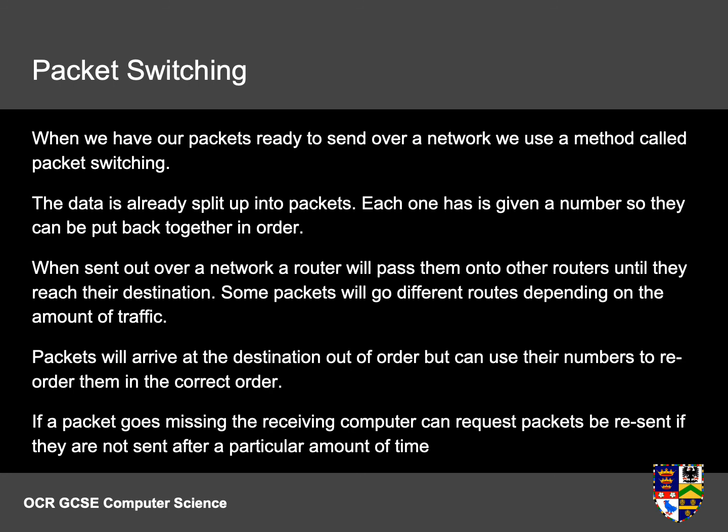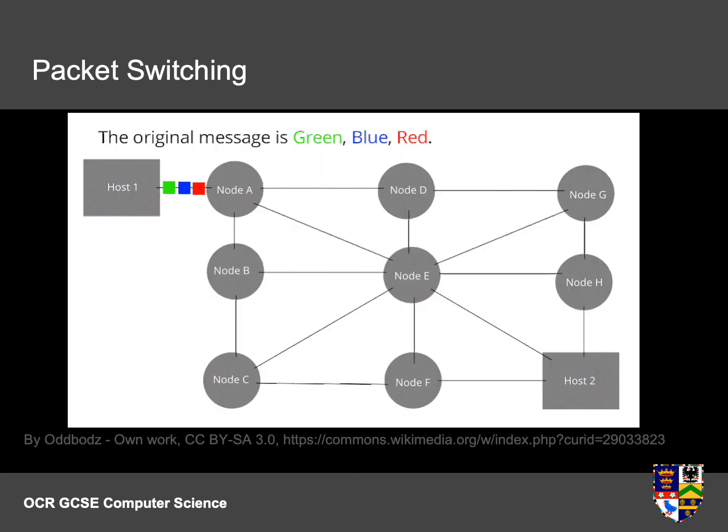Now, if a packet goes missing, the computer can re-request that the data is sent again. So if there's a particular few packets missing, after waiting so long for the packets to arrive, they can be requested that they're sent again so that the data can be completed. So to give you an idea of how this works, the diagram here shows 3 different packets. The router at node A might send it on 3 different routes, and the data eventually gets to the host. But then the host has to rearrange it into the right order so the data makes sense.